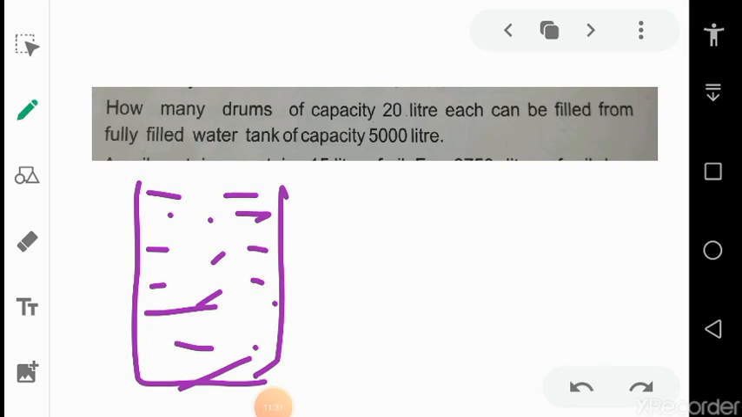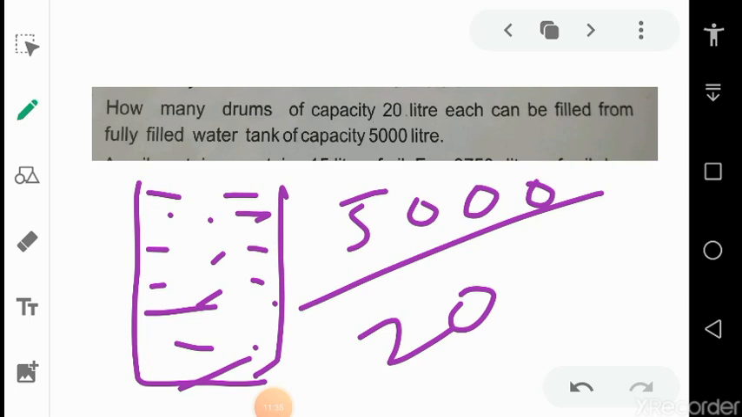Now we will divide this 5000 by 20 and we will get the number of drums. See in the next slide, number of containers equals capacity of tank upon capacity of one drum. Now it is 5000 upon 20. As you can see, 0 is cancelled, the remaining is 500 upon 2. As you know, if we divide 500 by 2 we get 250. So the answer is 250.